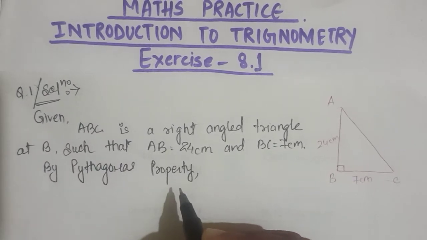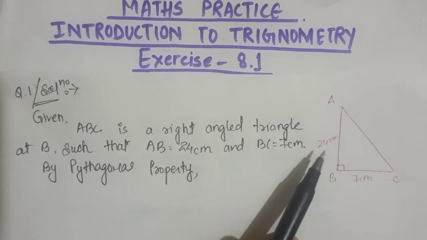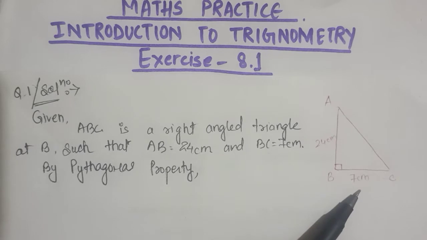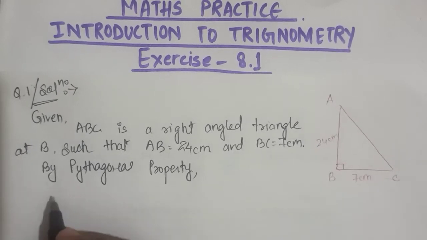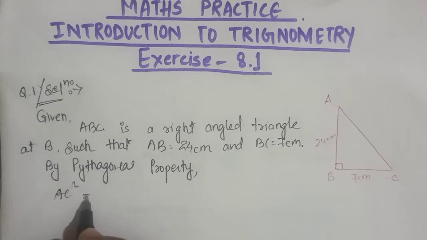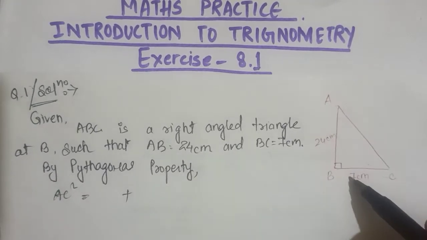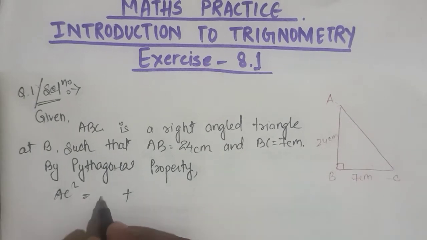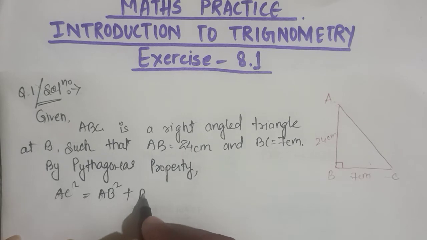What is our Pythagoras property? You have learned in the previous class: hypotenuse square is equal to the sum of height square and base square. So AC is our hypotenuse. We'll write AC square equal to the sum, means plus, of height square and base square. Height is our AB, so AB square. Base is our BC square.